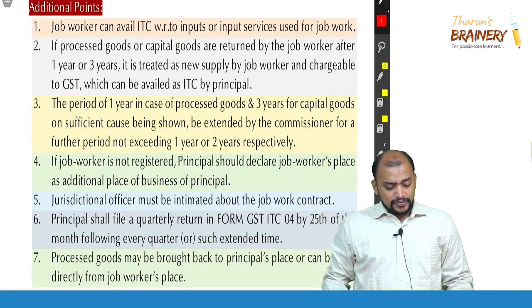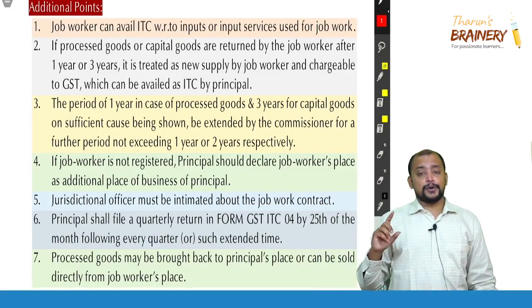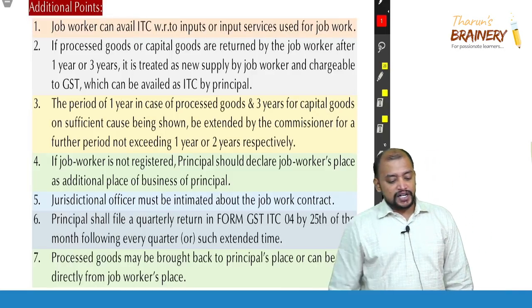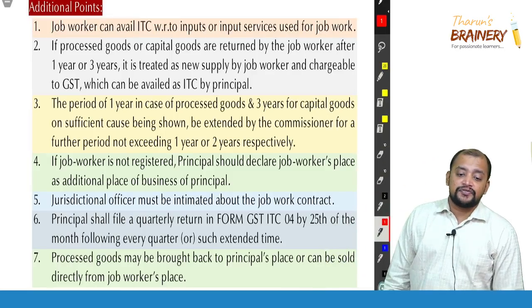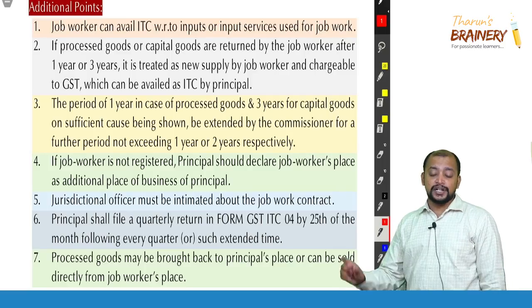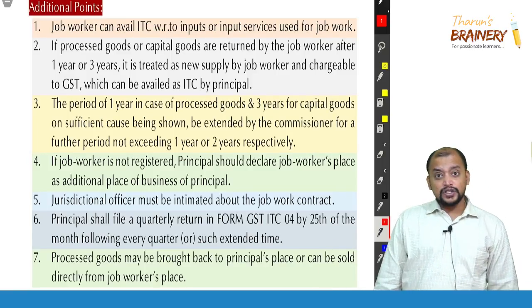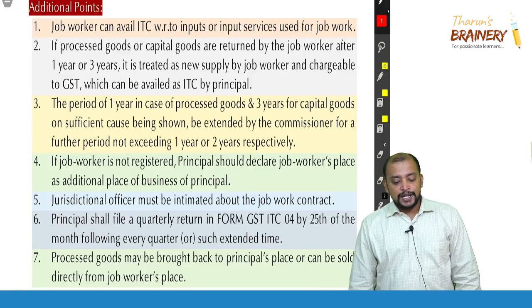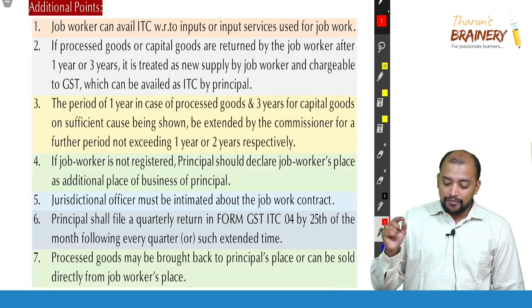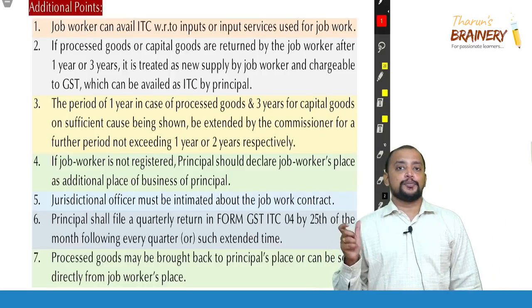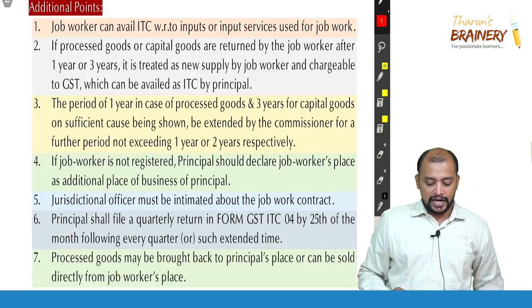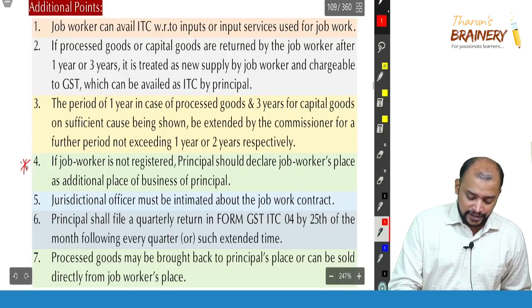Then, the period of 1 year in case of processed goods and 3 years for capital goods can be extended for a further period of 1 year and 2 years respectively. If the job worker is not registered, the principal should declare the job worker's place as an additional place of business of the principal. Okay, this is one important point.